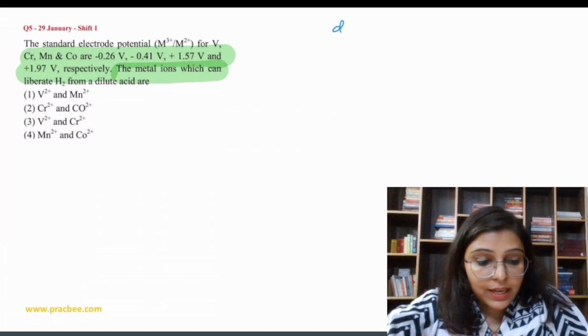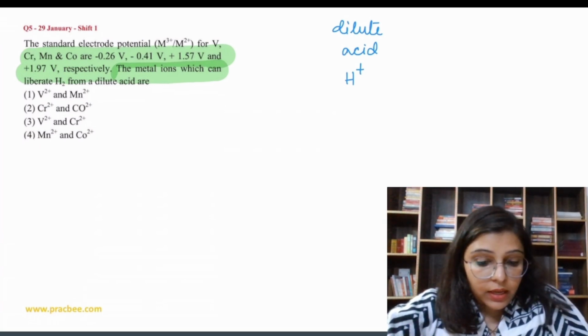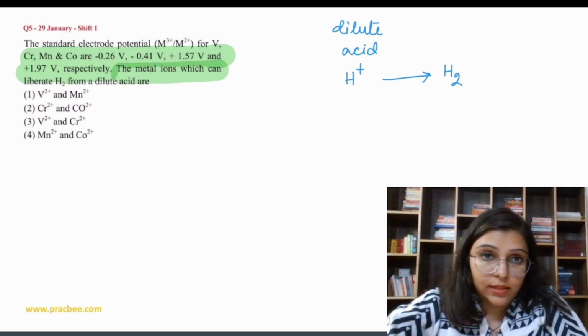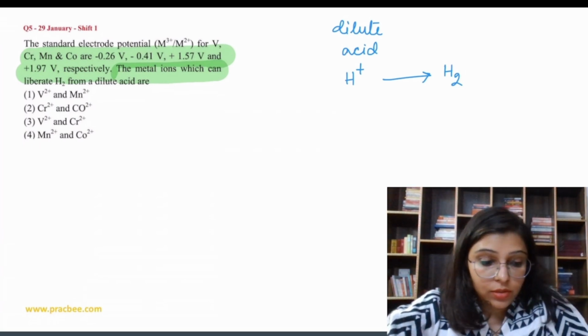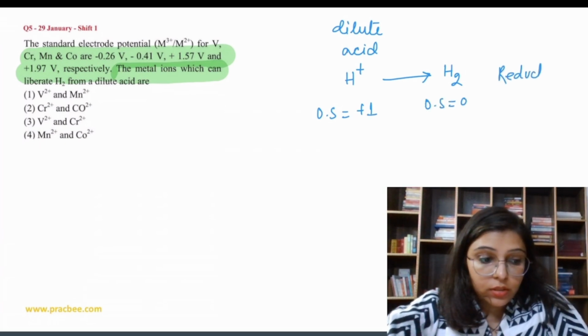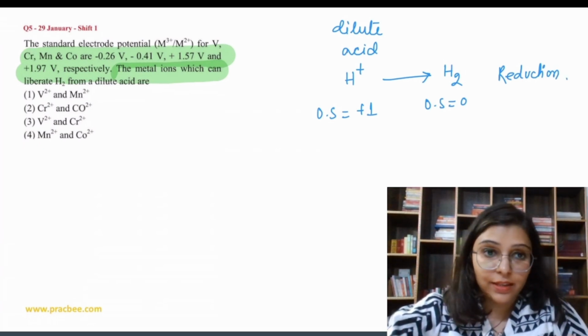So in dilute acid, hydrogen is in H+, and if we remove hydrogen in the form of H2 gas, then what happens during this process? Here the oxidation state is +1 and here the oxidation state is 0. So this is called reduction. So the metal has to oxidize itself in order to achieve this process.